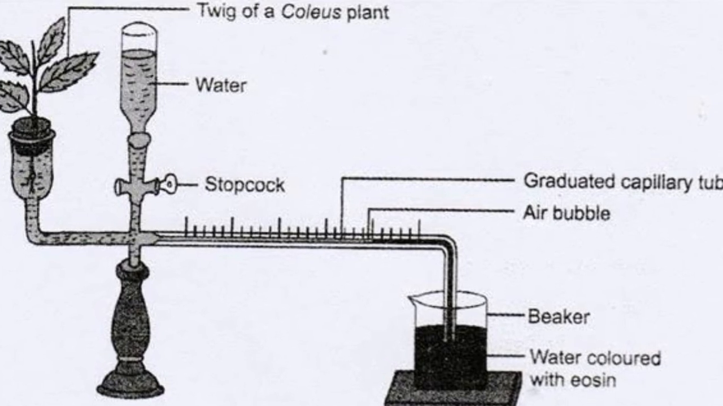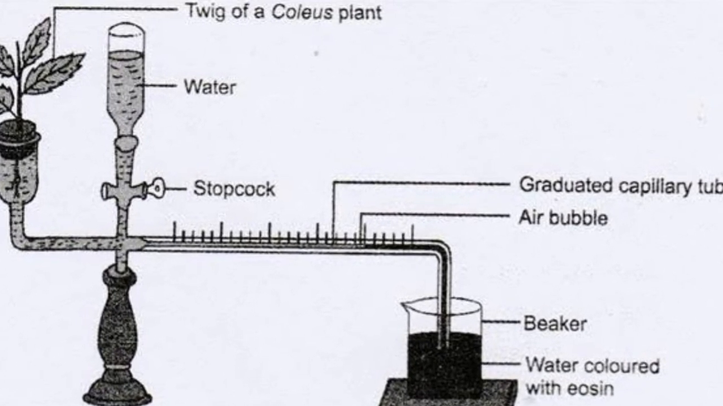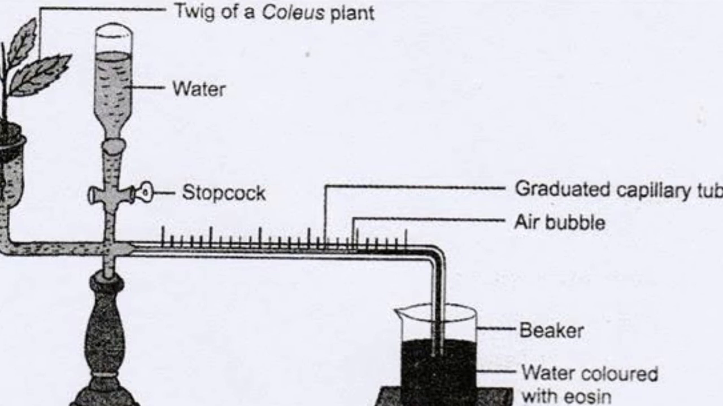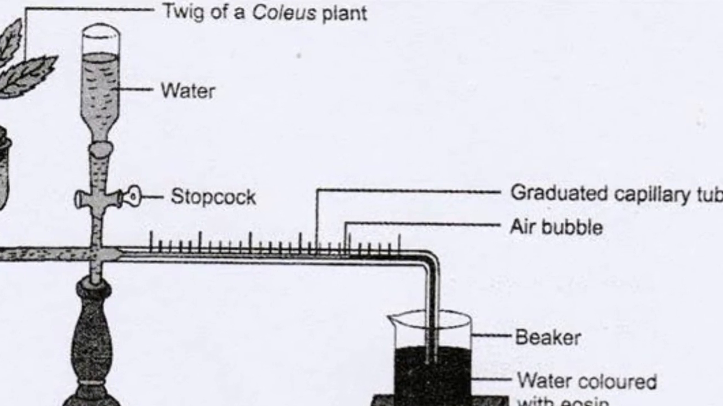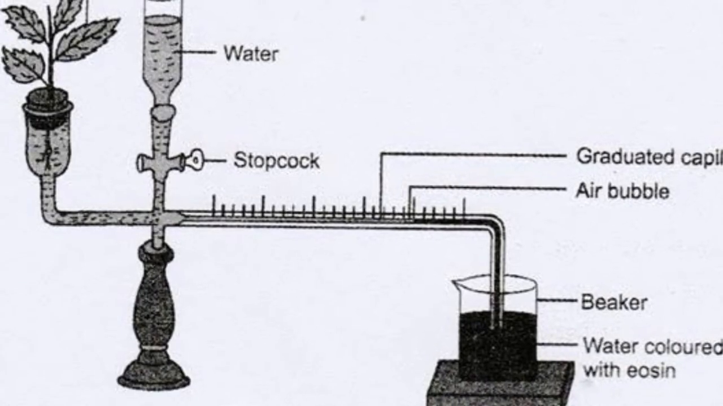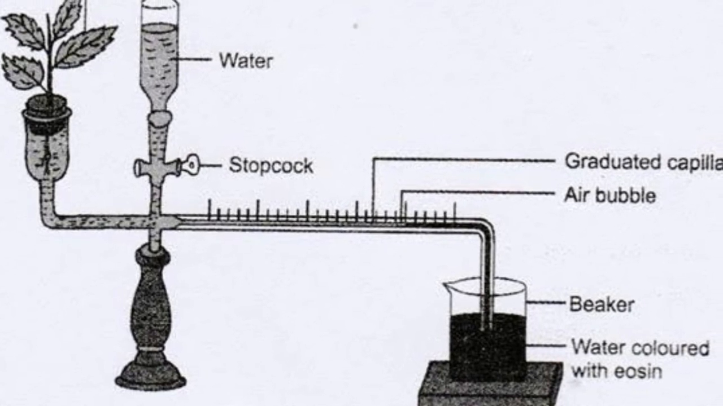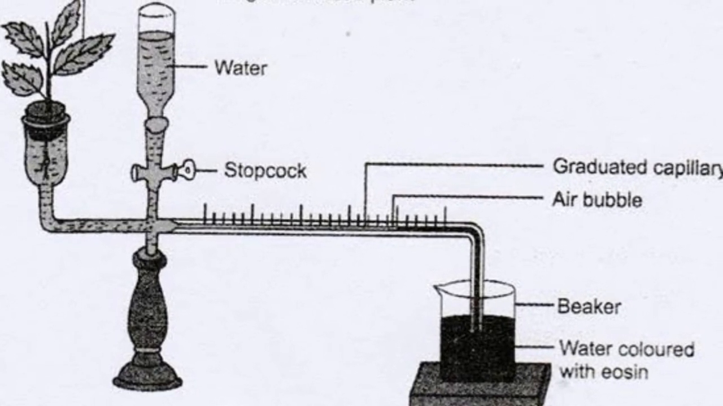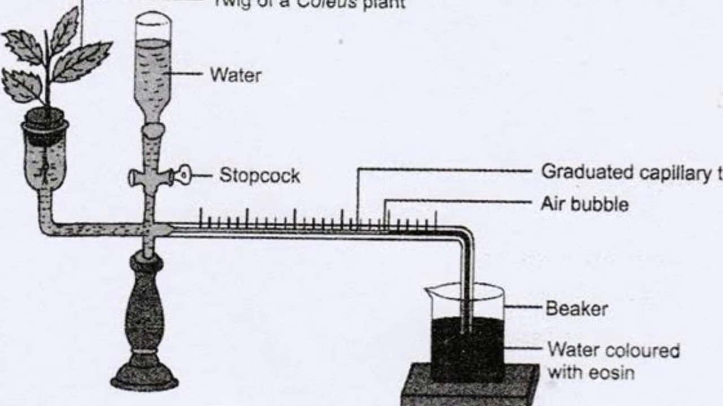As the water is lost from the twig because of transpiration, a suction force is produced. This suction force pulls the water from the beaker and the bubbles in the capillary tube move along.